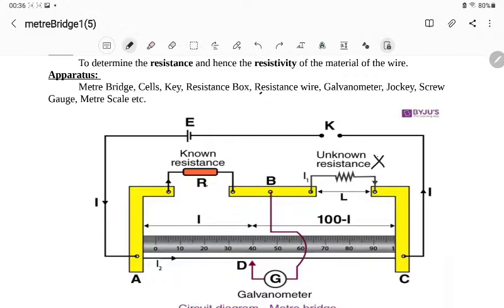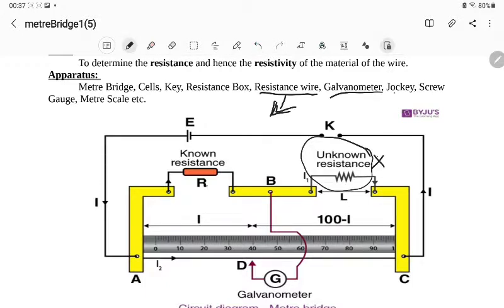resistance box, resistance wire. So this is the resistance wire. This is the wire. This wire will be given to you, and we have to find the resistance of this wire. Okay, galvanometer. So this is the galvanometer. It is used to detect current, whether the current is flowing or not. So this will help us to find the balance point of this meter bridge.